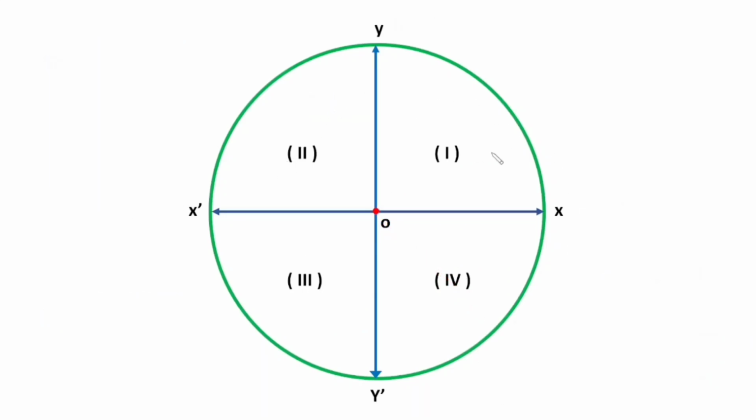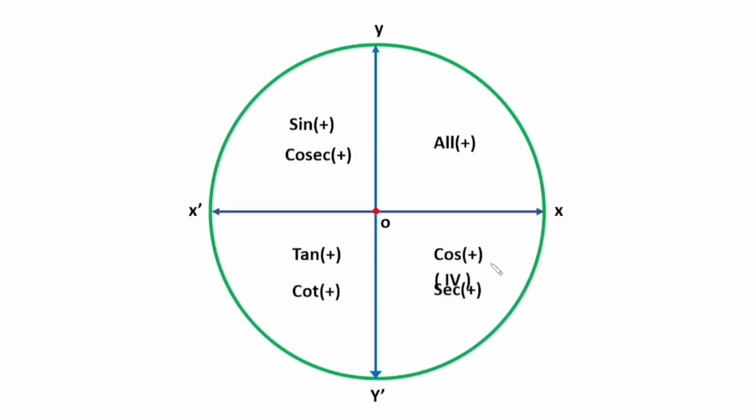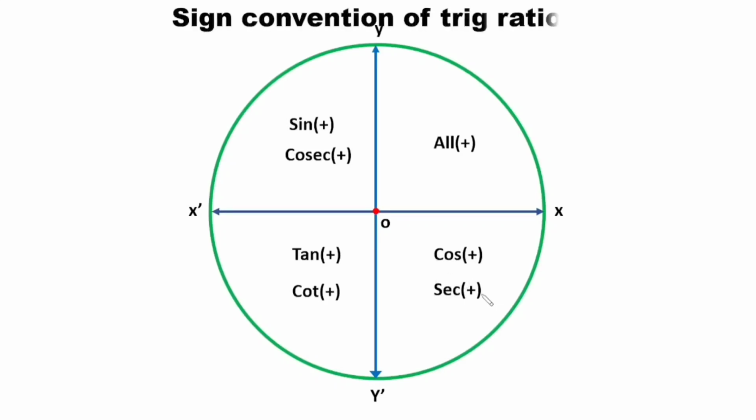So in the first quadrant, all the trig ratios are positive. In the second quadrant, only sine and cosec are positive and the rest of the trig ratios are negative. In the third quadrant, only tan and cot are positive and the rest of the trig ratios are negative. In the fourth quadrant, only cos and sec are positive and the rest of the trig ratios are negative. This is the sign convention of trig ratios.